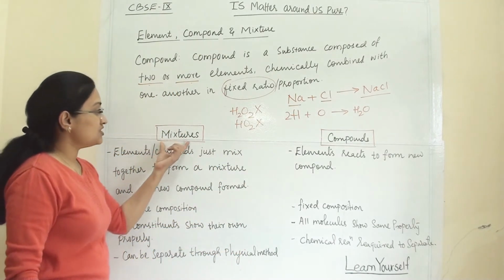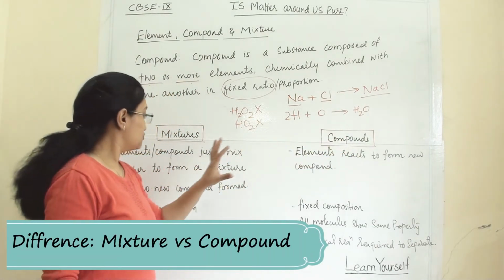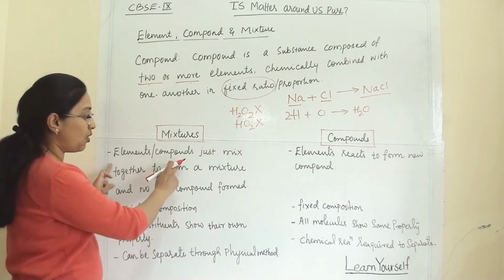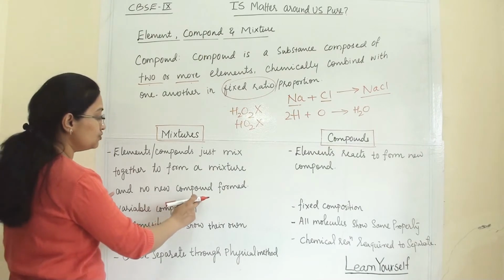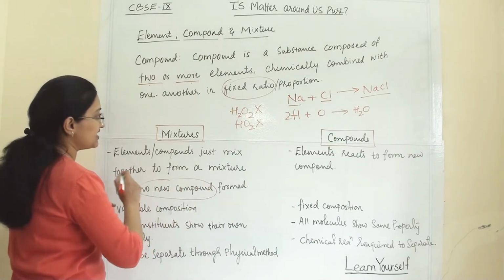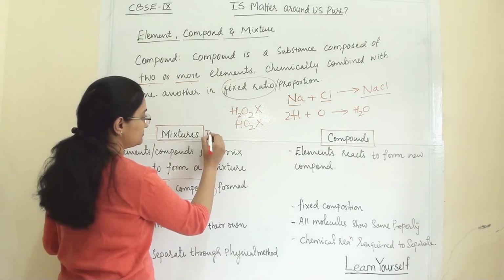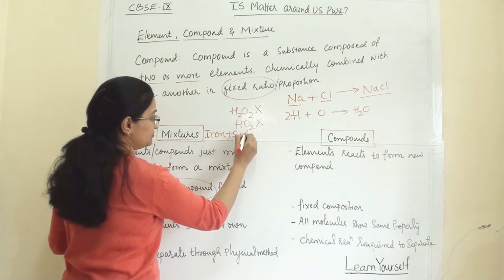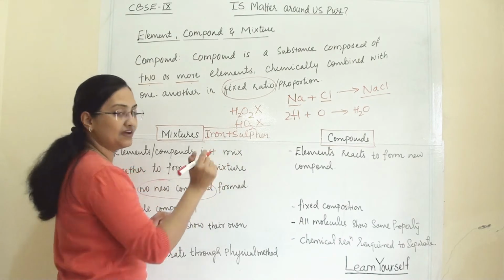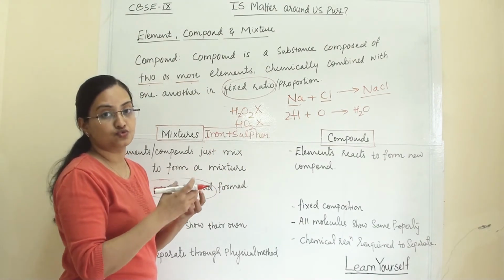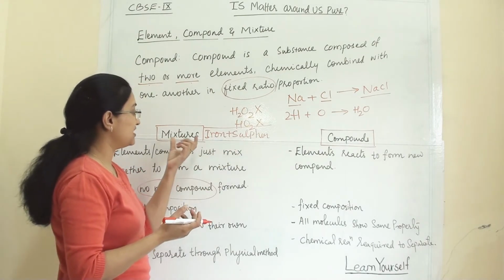Now, mixtures and compounds. How are mixtures different from compounds? So what are mixtures? Elements or compounds just mix together to form a mixture and no new compound will form. For example, a mixture of iron and sulfur. These two elements I have mixed, iron and sulfur. I have just physically mixed these two, a powder of iron and a powder of sulfur. So that is a mixture.